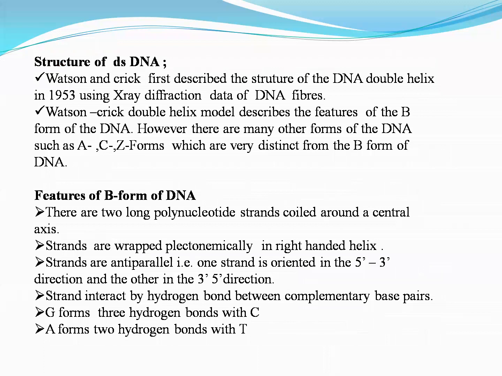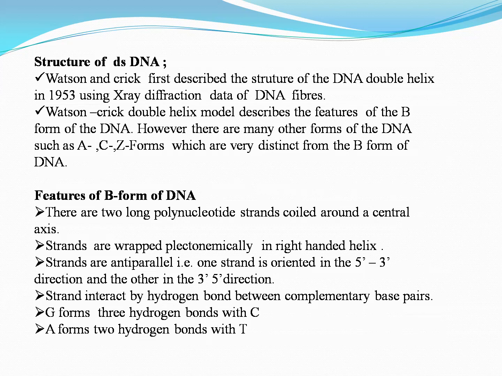Friends, here we are going to discuss the structure of double stranded DNA, which is made up of two long polynucleotide strands. First, we will discuss that DNA has different forms. Watson and Crick first described the structure of the DNA double helix in 1953 using X-ray diffraction data of DNA fibres. X-ray diffraction is a molecular biology technique in which we can view the 3D structure of DNA as well as RNA and proteins.